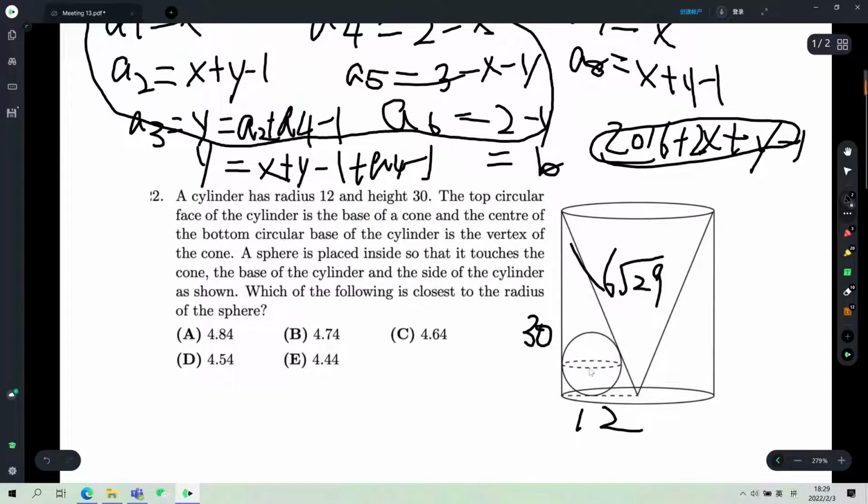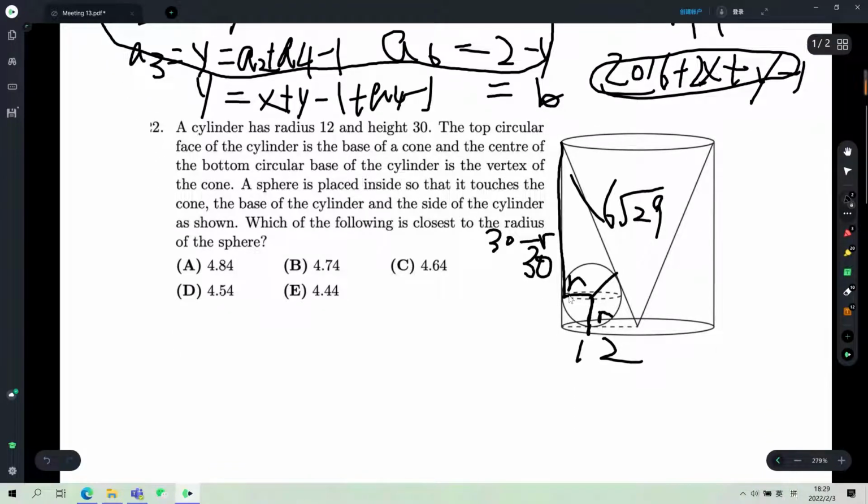Because this is a sphere, all the radii should be equal. Let's say the radius of the circle is r. This is r, and the length of this part is 13 minus r. And we can now extend this line to the slant of the cone. Because these two lines are parallel, we can know that this angle equals this angle.